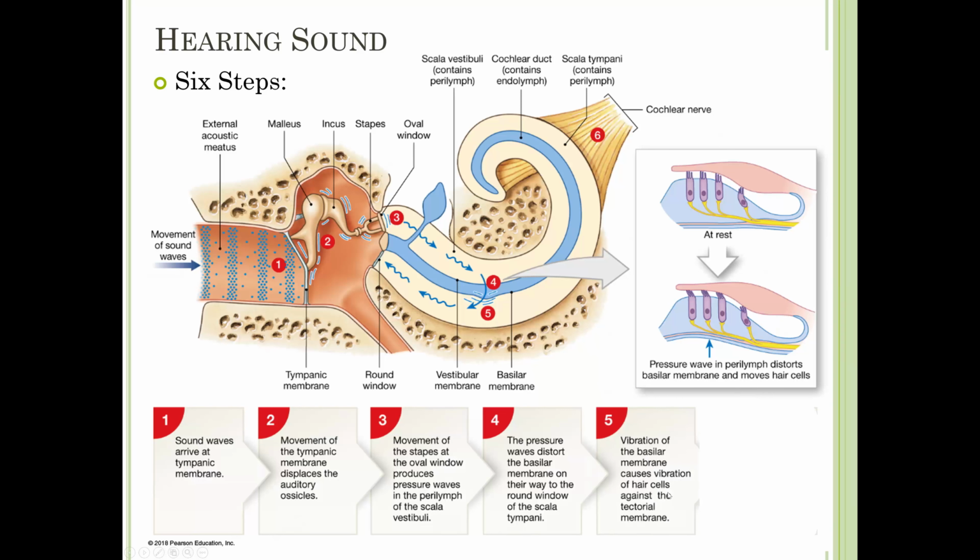Step 5, the vibration or the movement of the basilar membrane up and down is going to cause those hair cells attached to the basilar membrane to be pushed up against the tectorial membrane, which is going to cause the cilia to bend, ion channels to open, and an electrical signal to be generated. And then step 6, the sensory neurons are going to pick up that electrical signal, and they're going to carry it to the central nervous system through the cochlear nerve. So that is how we hear sound.